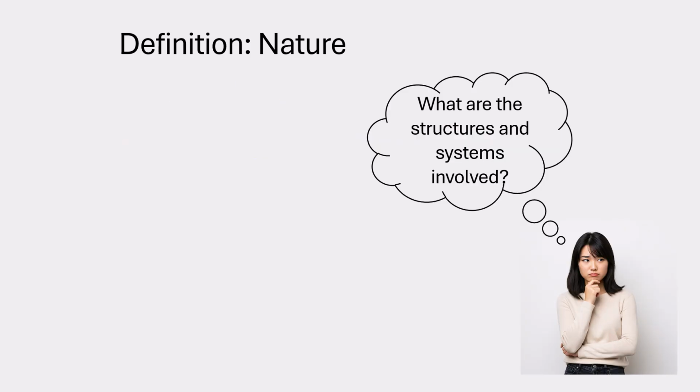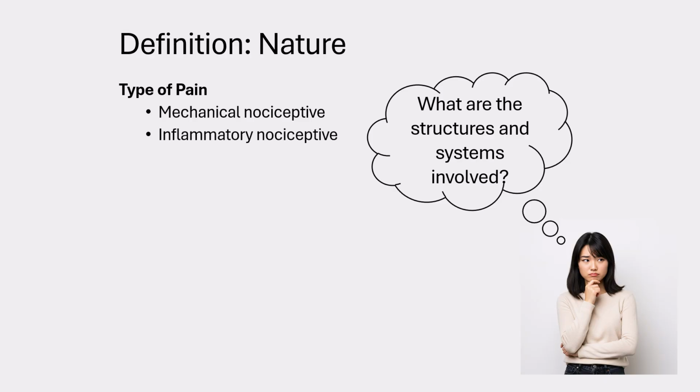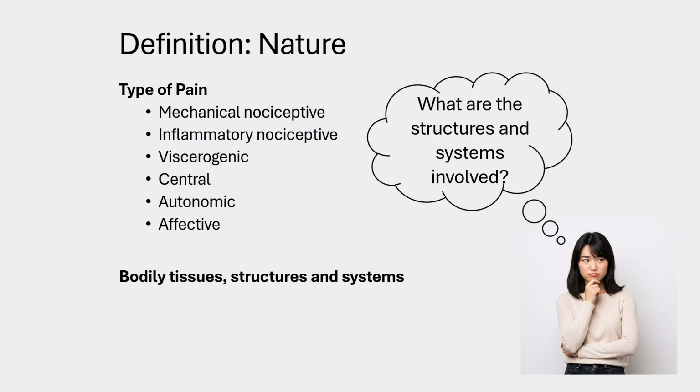If pain is involved in the condition, we need to determine the type or mechanism of the pain experienced by the patient. So is the pain experienced mechanical nociceptive, inflammatory nociceptive, neurogenic, viscerogenic, that is internal organ related pain, central in nature, autonomic in nature, or even affective? For a more extensive discussion of the various types of pain, refer to the text and other video lectures that we've highlighted about history taking and pain mechanisms.